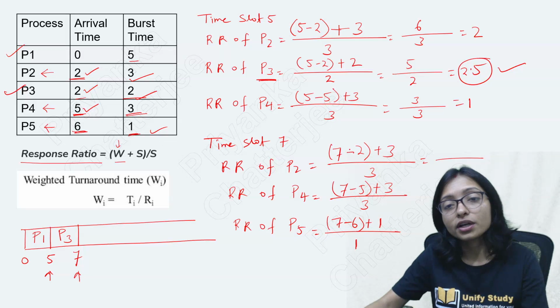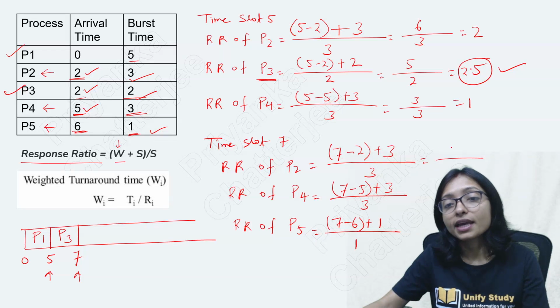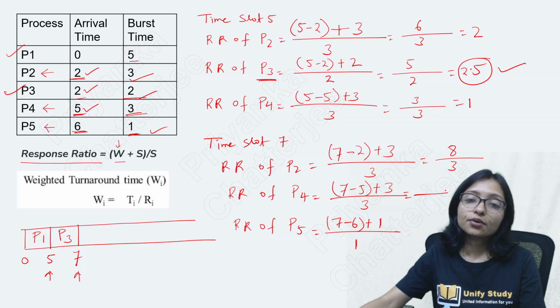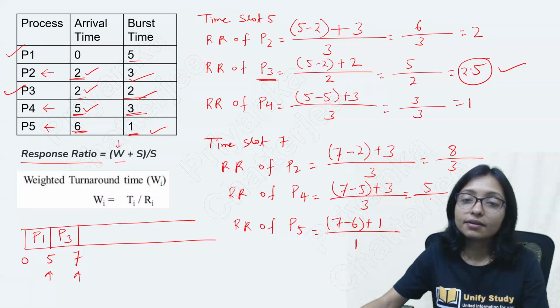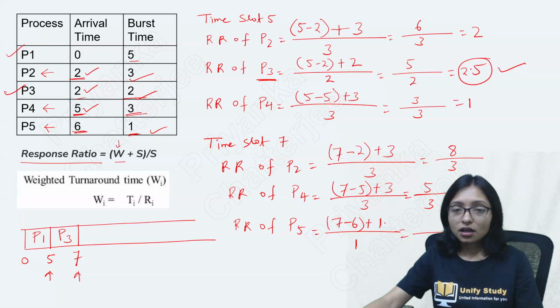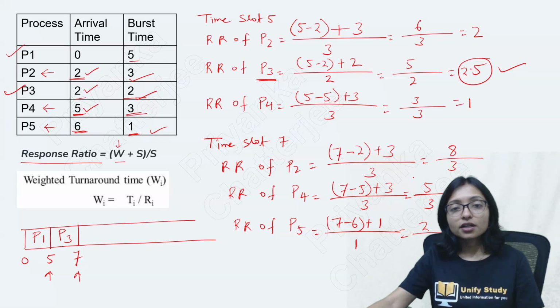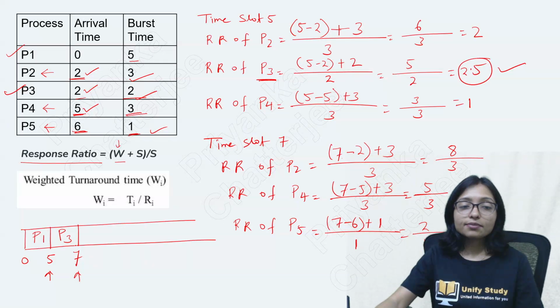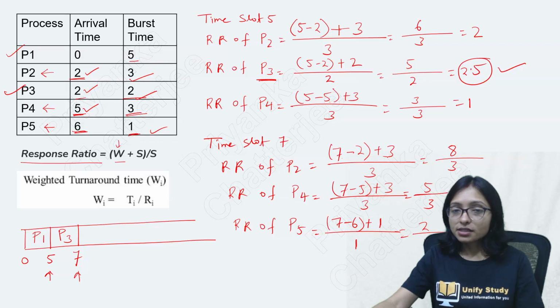Now what is going on here? 7 minus 2, that is 5 plus 3, 8. So 8 by 3. This is, you will get what? 2 plus 3 means 5 by 3. Here you will get 1. So 2 by 1. This is coming, right? Yes, as per the time slot 7, you are getting 7 minus 2 plus 3, and this is coming.